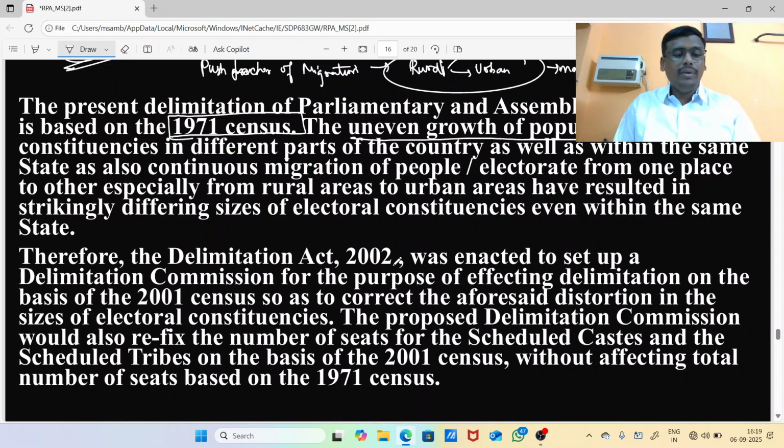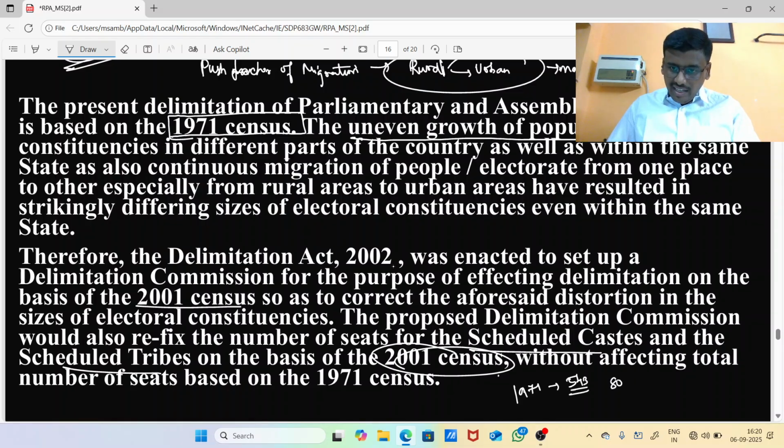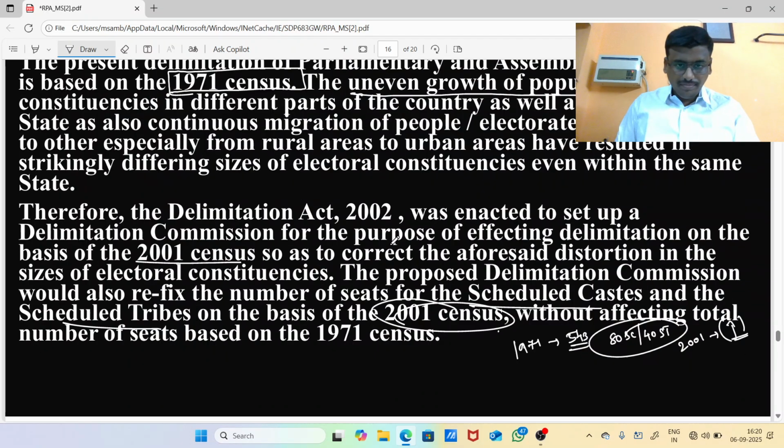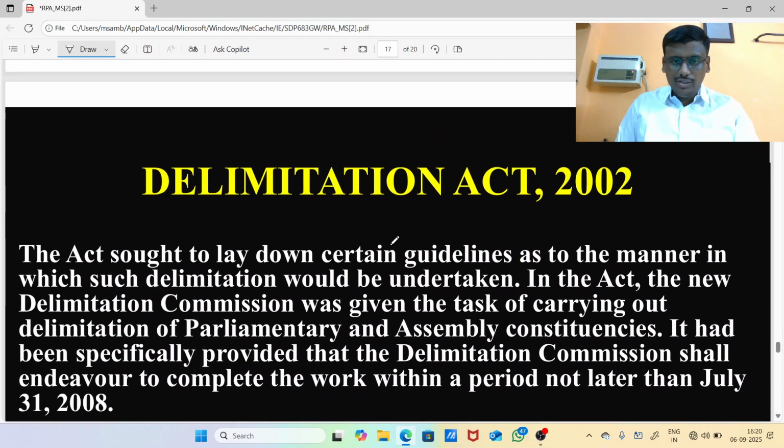It was enacted to set up a delimitation commission to demarcate the number of territorial constituencies based on the 2001 census, but it does not come up. The proposed delimitation commission would refix the number of seats for Scheduled Castes and Scheduled Tribes on the basis of the 2001 census without affecting the number of seats based on the 1971 census. In 1971, if out of 543 MP seats there are 80 SC seats and 40 ST seats, the number should not be left behind. In the 2001 census, it should only be increased, not decreased, because proper representation is to be made.